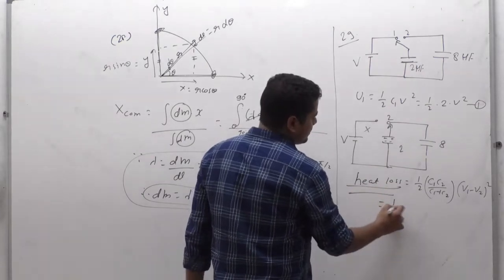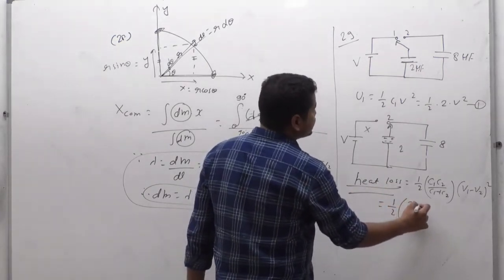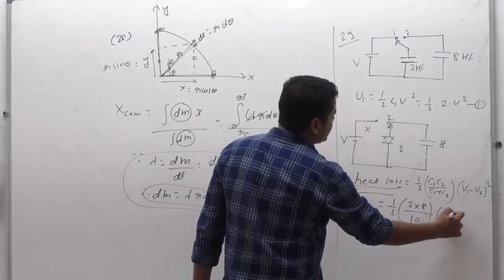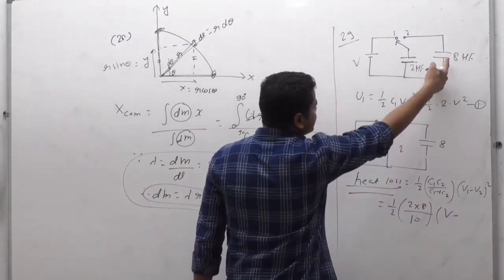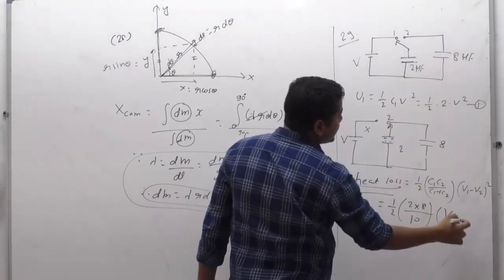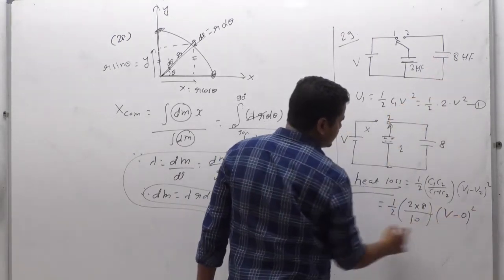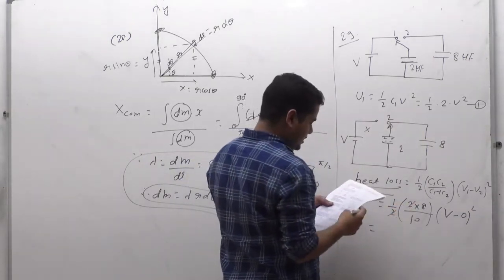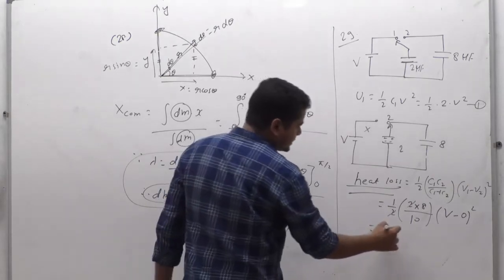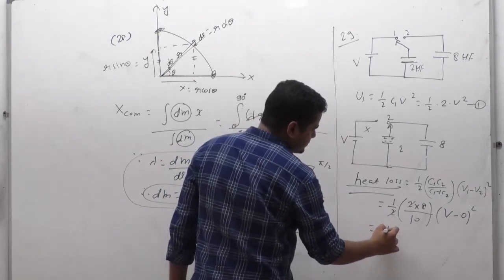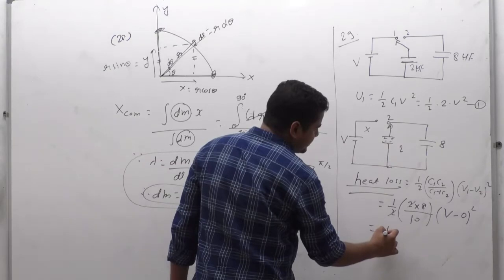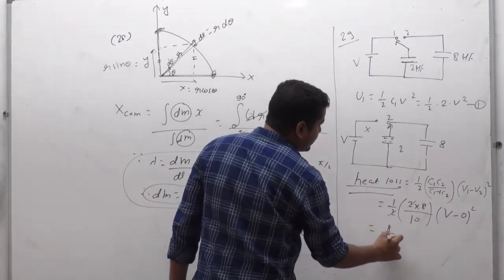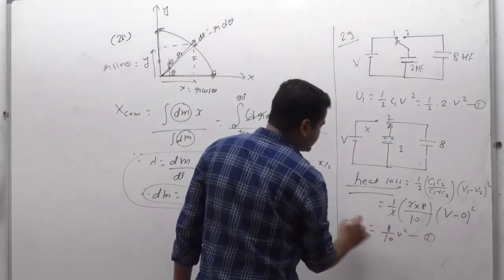So heat loss equal to how much? Half. C1 equal to 2, C2 equal to 8, upon C1 plus C2, 10. V1 equal to V, and earlier the 8 microfarad capacitor was not charged because there is no battery connected to it, so it is 0 square. So it is coming out how much? 2 cancel, 8 upon 10 into V square. So this is coming out like this, 8 upon 10 V squared. So this is the heat loss.